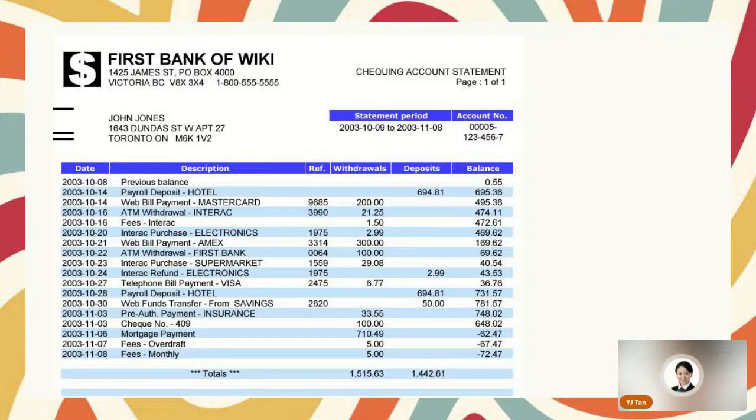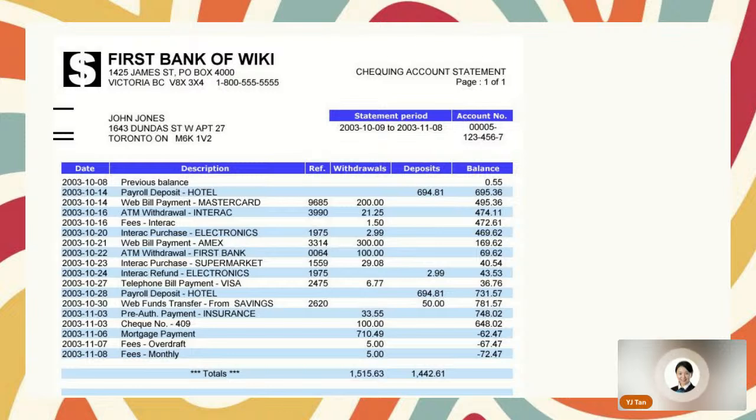And with this withdrawal, there is a fee on the 16th of October, which is $1.50. This is what we call bank charges. And then there is a purchase of an electronics product, maybe 2.99. And on the 21st of October, there is a bill payment of 300. So you can see that the withdrawal column is on the left, and that is all the money going out from the company. The deposit column is when money is coming in. For example, on the 24th of October, there is an electronics refund of 2.99. Anyway, these are the transactions.